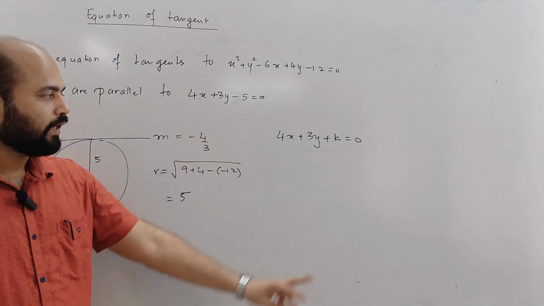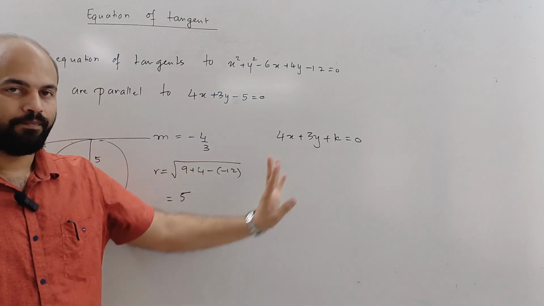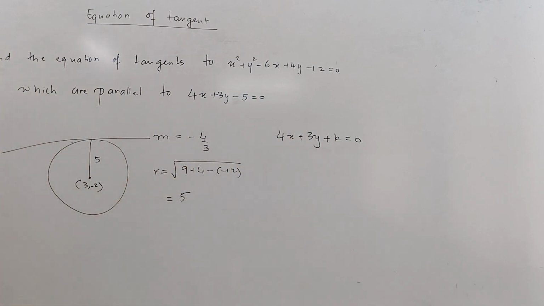With regards to the slope, except the value of k. So now we have to find the value of k. Now I know that this line is 4x plus 3y plus k is equal to 0. So the distance of this line from the center has to be 5.